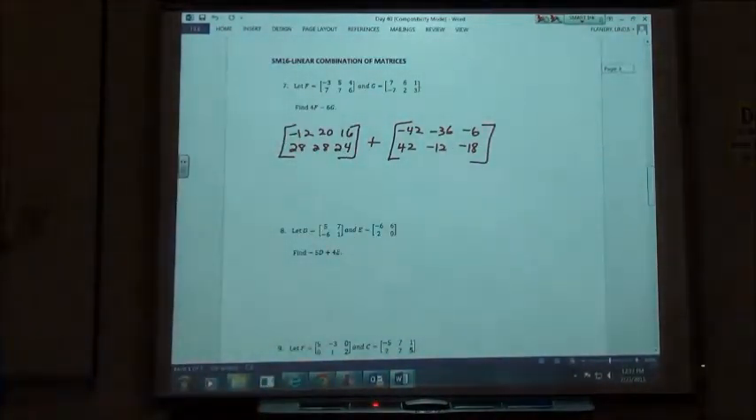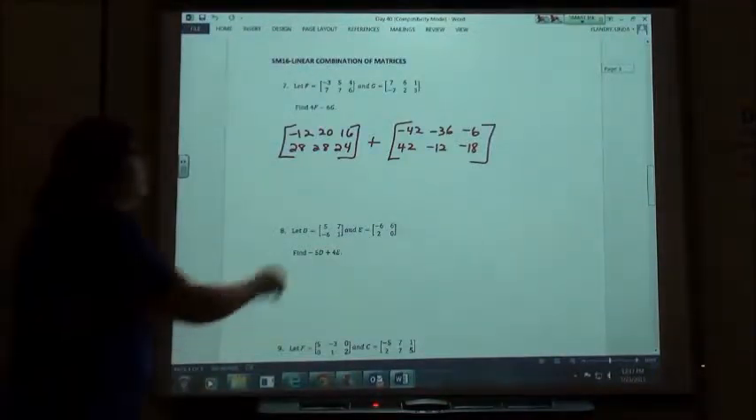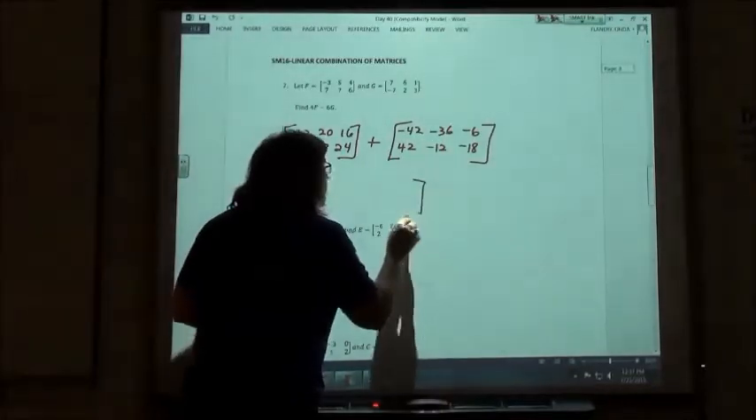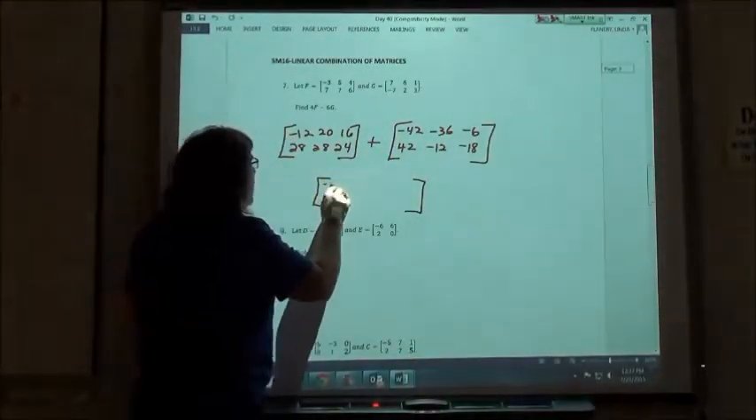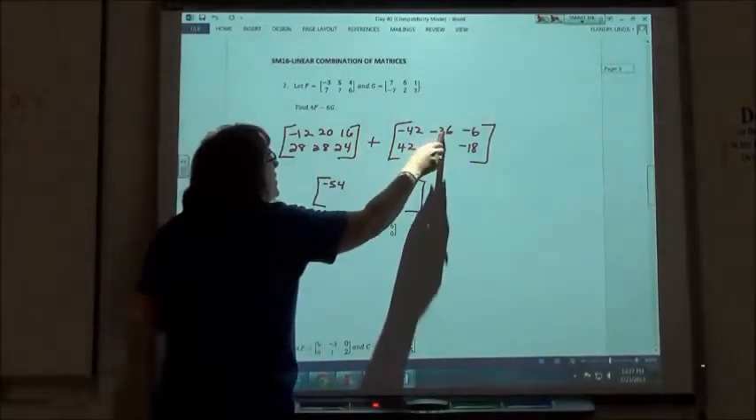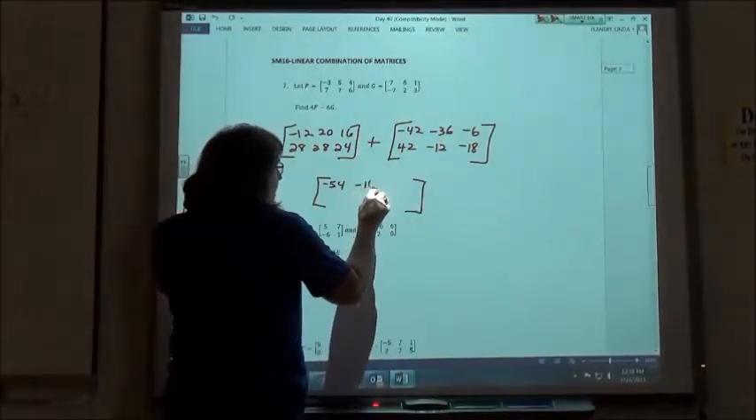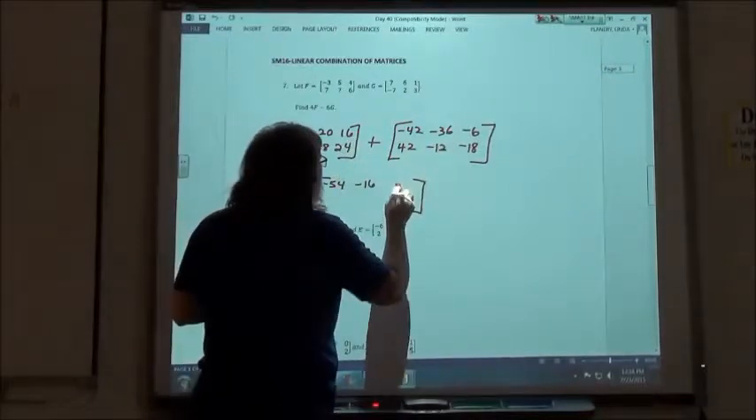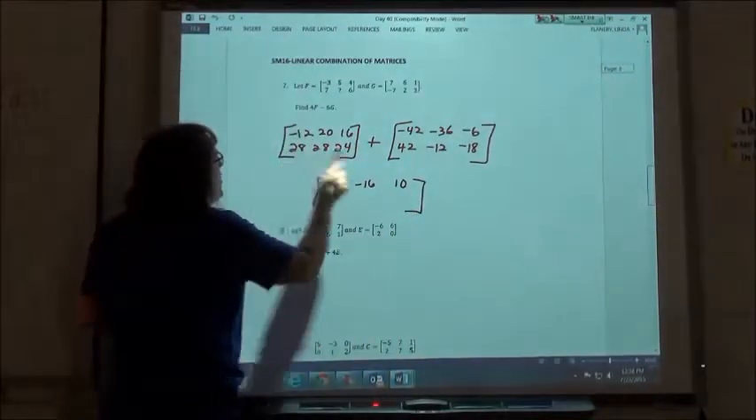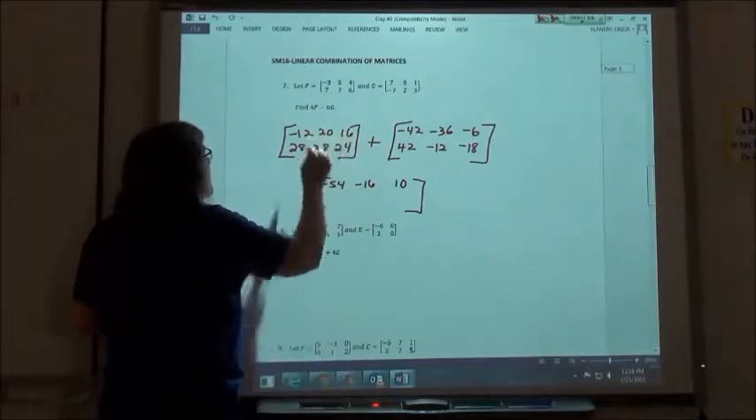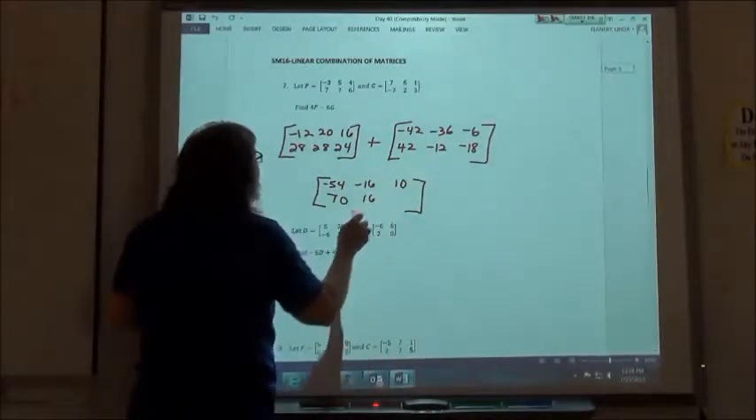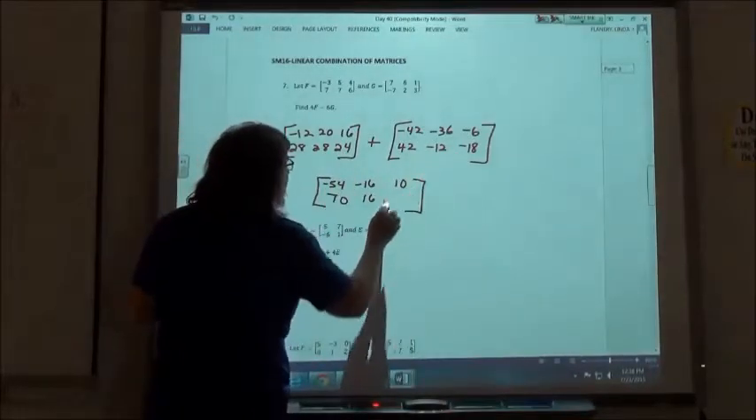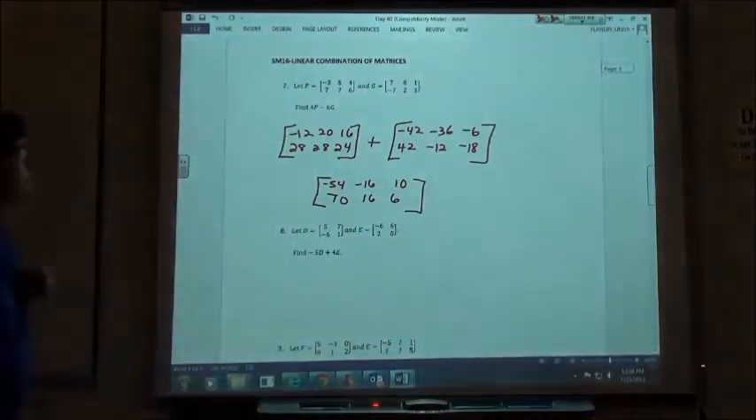So once I've multiplied the first one by 4, the second one by negative 6, then I'm going to add the ones that are in the like spots. So negative 12 plus negative 42 would be negative 54. 20 plus negative 36 would be negative 16. 16 minus 6 is positive 10. 28 plus 42 must be about 70. 28 minus 12 would be 16. And 24 minus 18 would be 6.